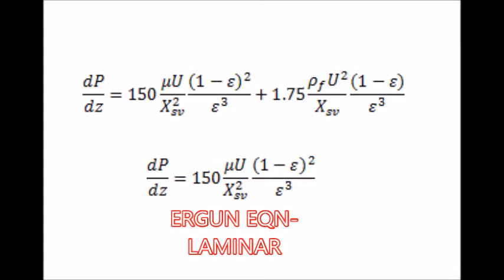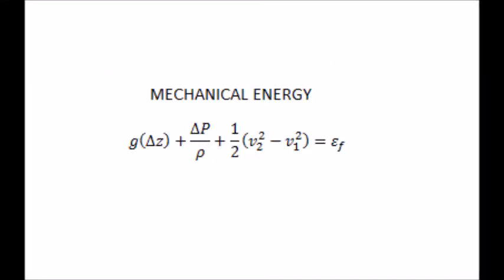Next is the Ergun equation, which the team used to calculate friction loss inside of the filter body. The flow was calculated to be laminar, so this became just the first half of the equation, which is shown here. Lastly, the team used this mechanical energy balance because it relates potential energy, kinetic energy, change in pressure, and the friction loss, which is all found inside of the filter.